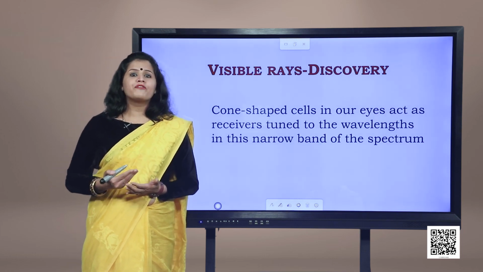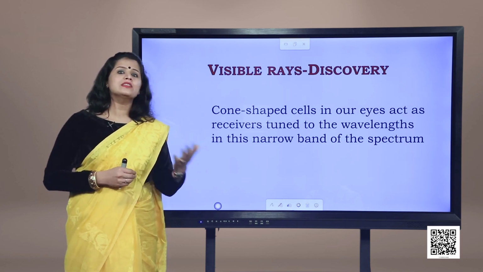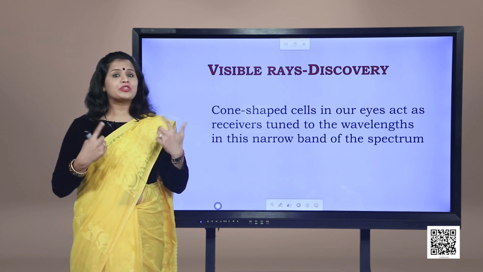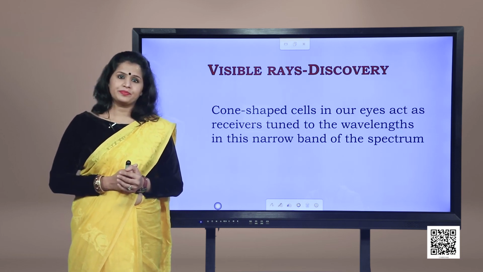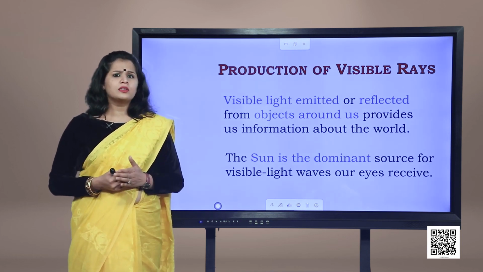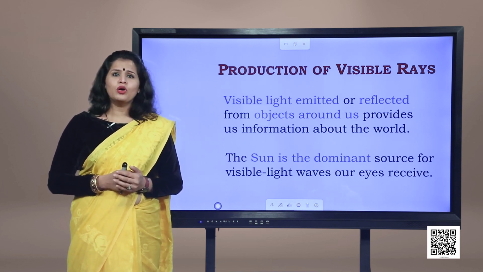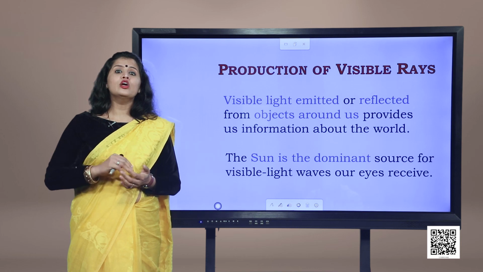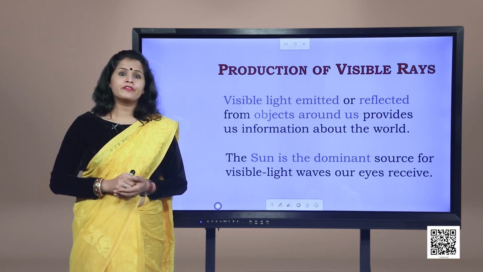This is the most obvious part of the spectrum, and we can see the world around us due to these rays only. Cone-shaped cells in our eyes act as receivers tuned to the wavelengths in this narrow band of spectrum. Visible light emitted or reflected from objects around us provides us information about the world. And do you know what is the main source of visible light in the environment? Sun is the most important source for visible light waves which our eyes receive.